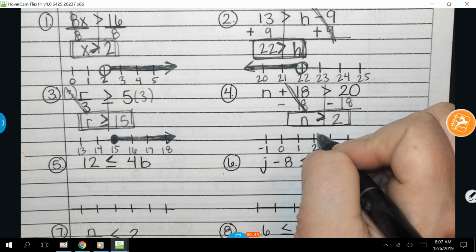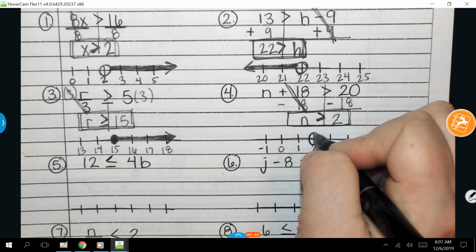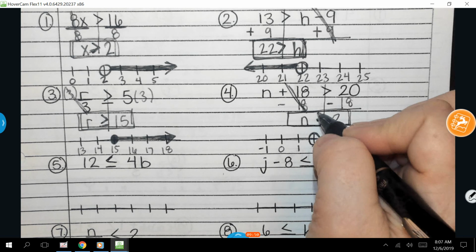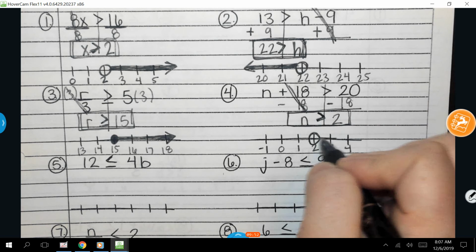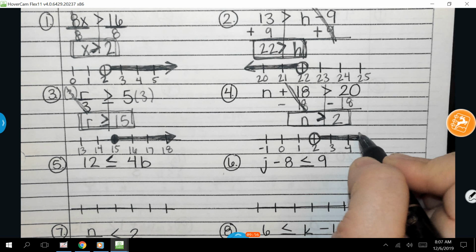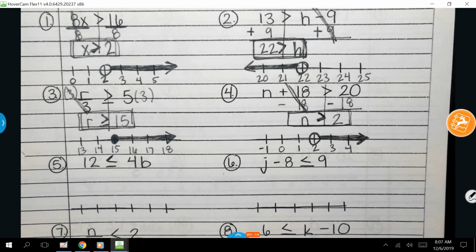An open dot because it doesn't have the line. All right, can I follow my arrow, Jonathan? Yes, the letter's in front, so I can follow the arrow going to the right. Okay.